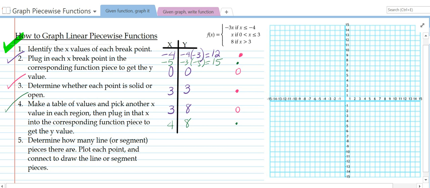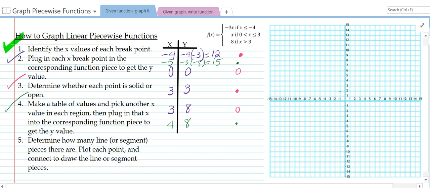Now we've already determined how many pieces we have. We have 3 pieces. They're all lines. The first piece is a ray. It has one endpoint and it goes on forever. The second piece is a segment. It has 2 endpoints, and the third piece is also a ray, and it's a horizontal line.